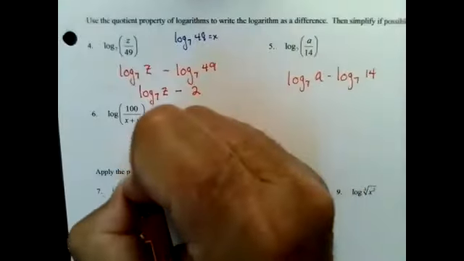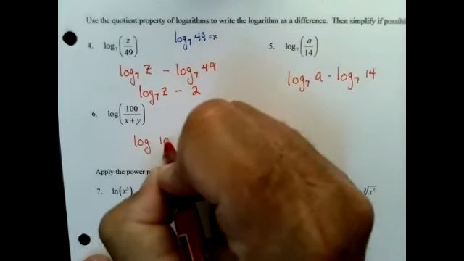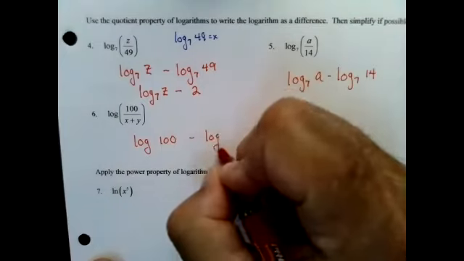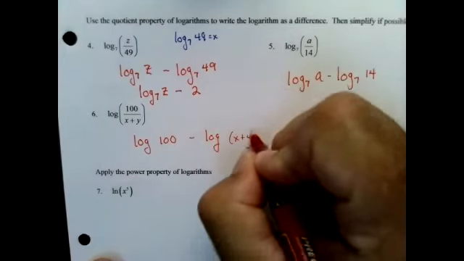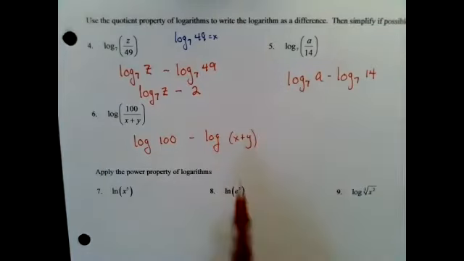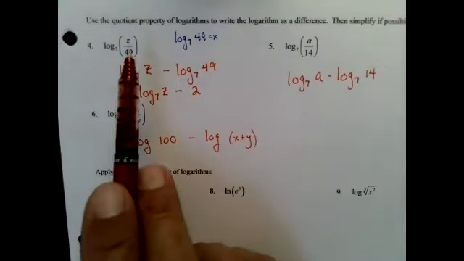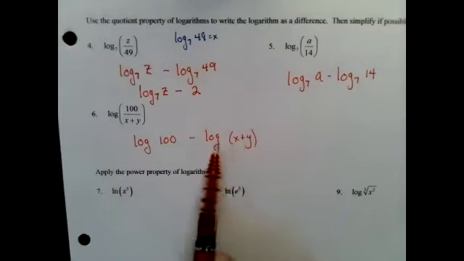And finally, here I have the log of 100 minus the log of the denominator, which is x plus y. Again, I have rules for the log of a product, which we just did, and for quotient, but I don't have the log of a sum. Not happening.